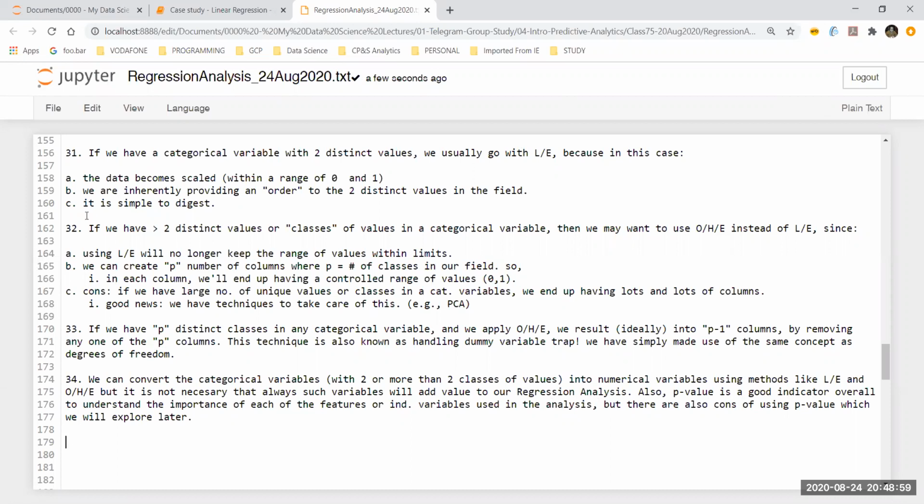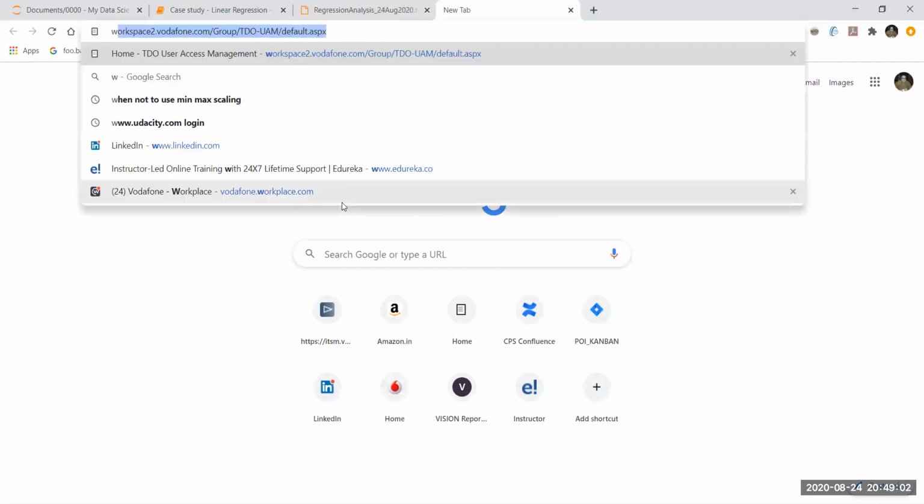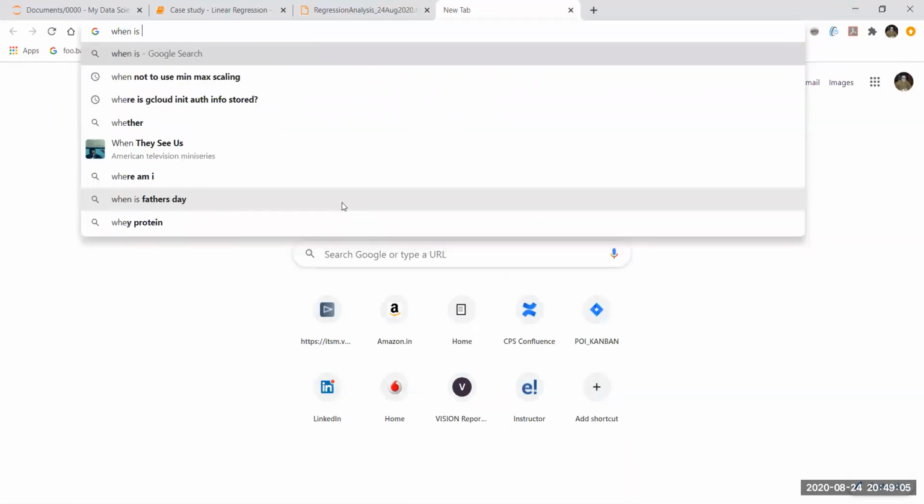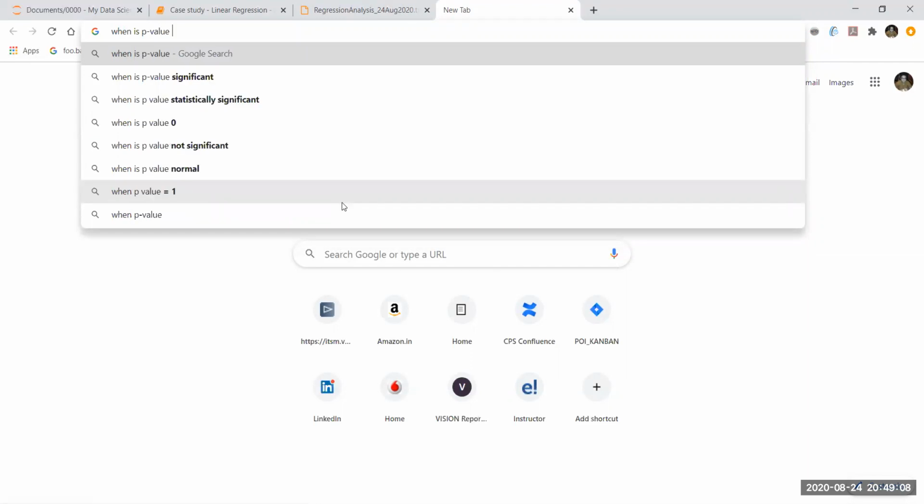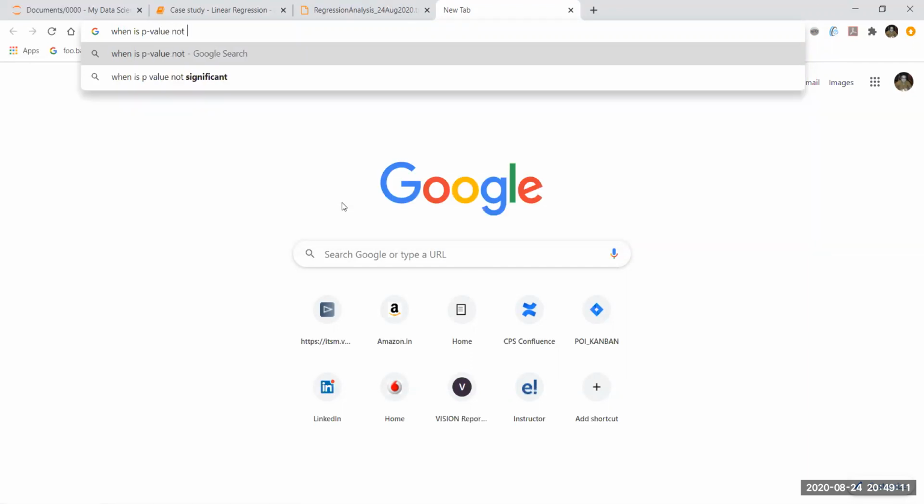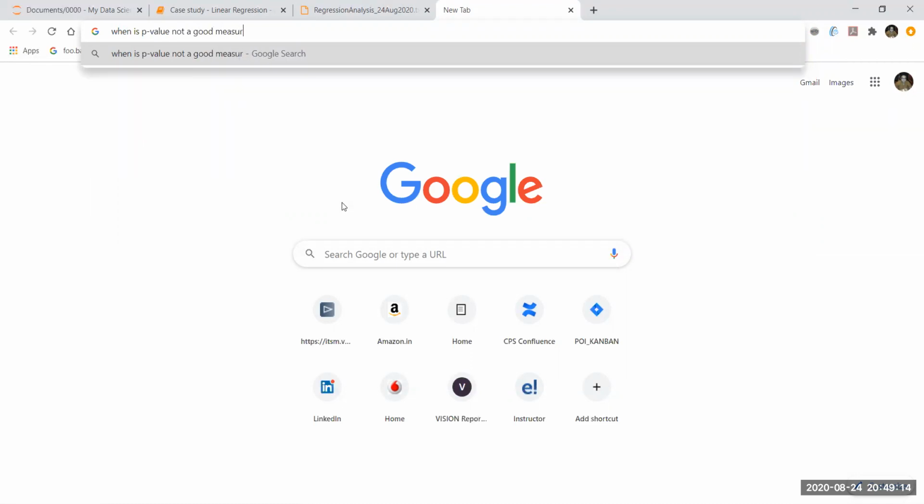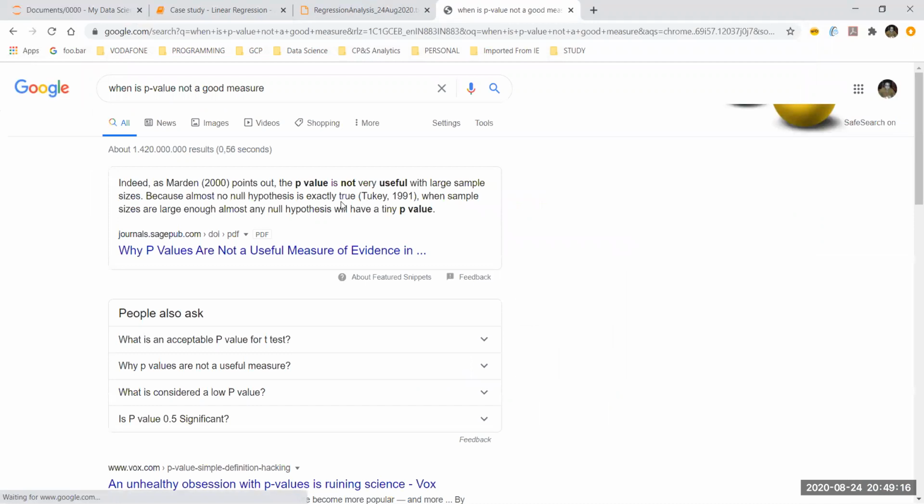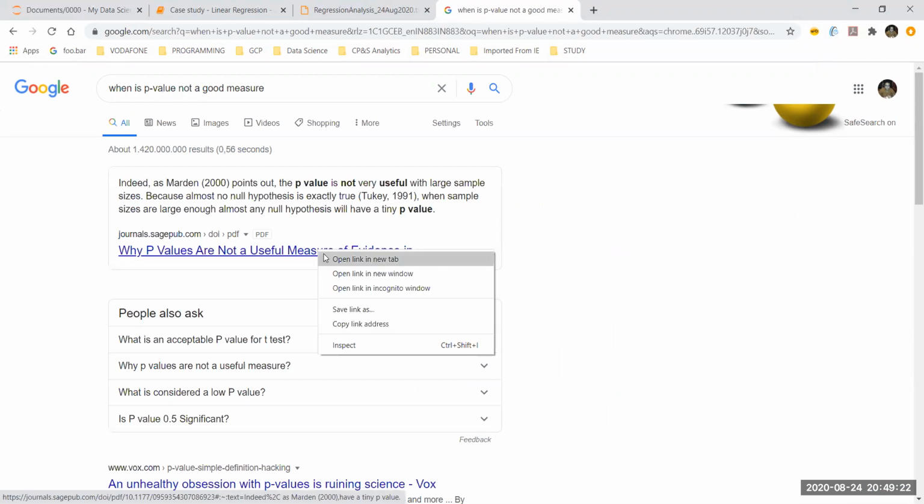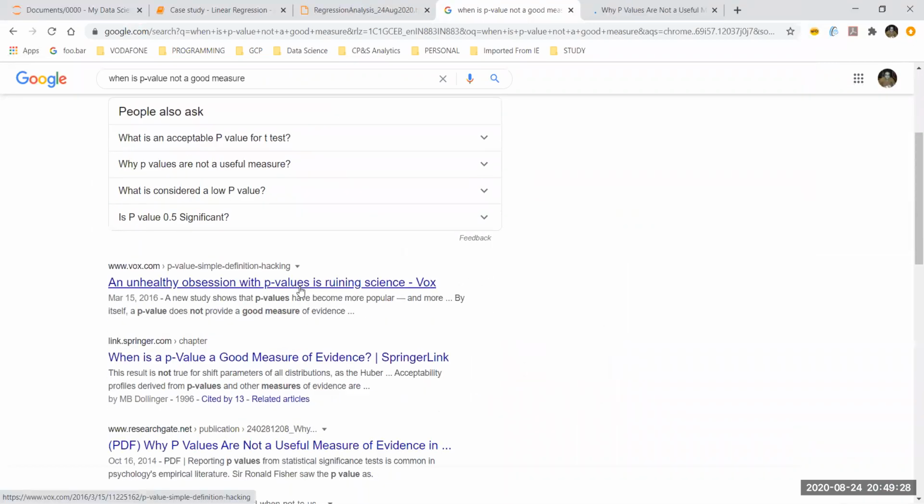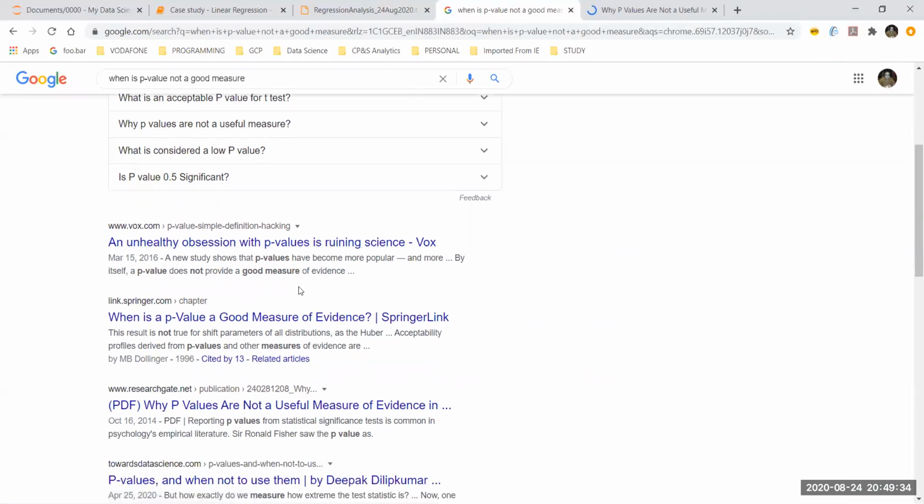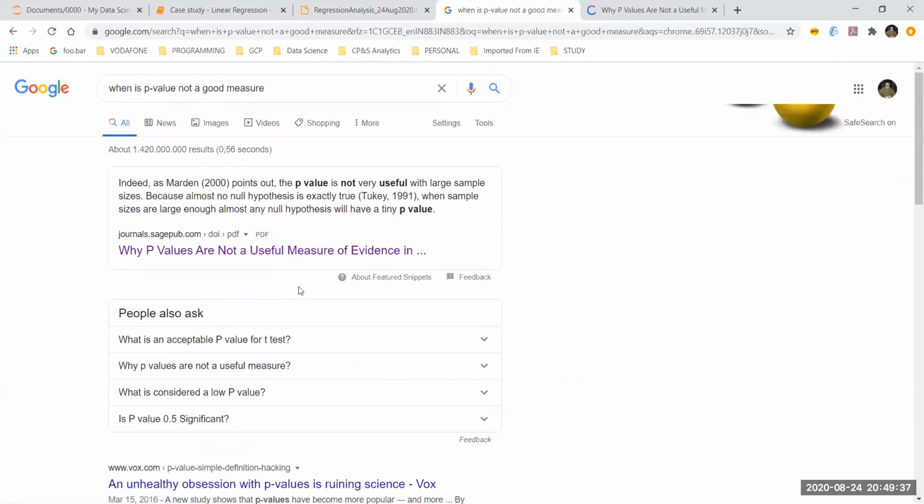I can share a link on when p-value is not a good measure. Somehow in our LMS I'm not able to share these points, but I believe I can share such PDF files. Let me see if I can share such documentation, because there are certain cases where p-value is not really a very good or useful measure in testing of significance. There are specific cases only.